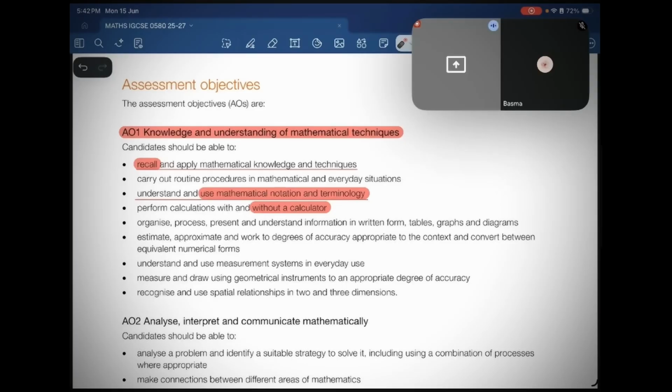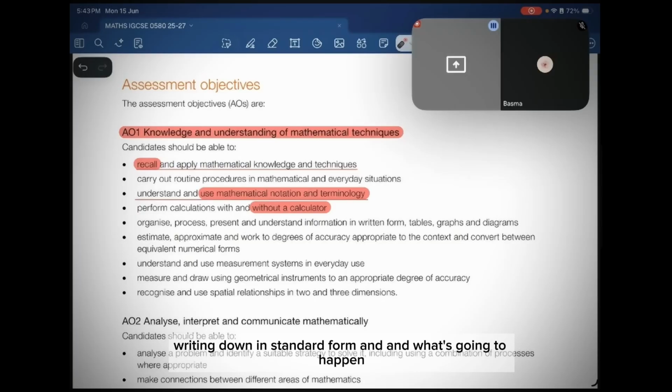Clear? Significant figures and decimal points are completely different. So if you're estimating to decimal points, that will be very, very different from significant figures. Clear? Same is the case over here. They're saying convert between equivalent numerical form. Equivalent numerical form, for example, mixed fraction, improper fraction, decimal, writing it down in a third form.